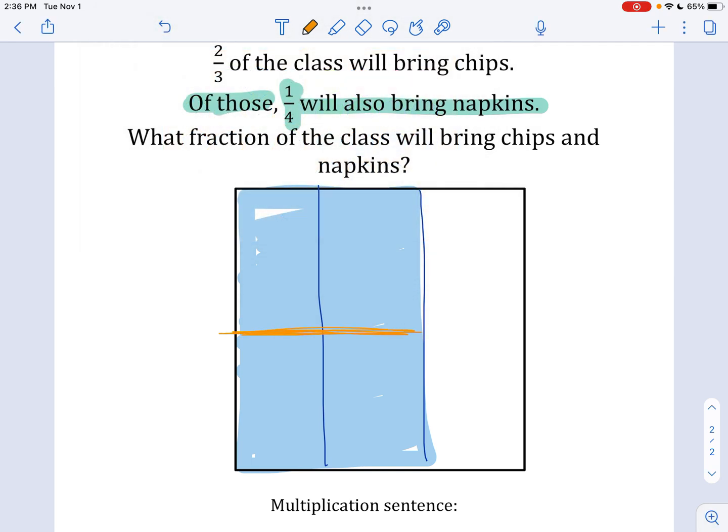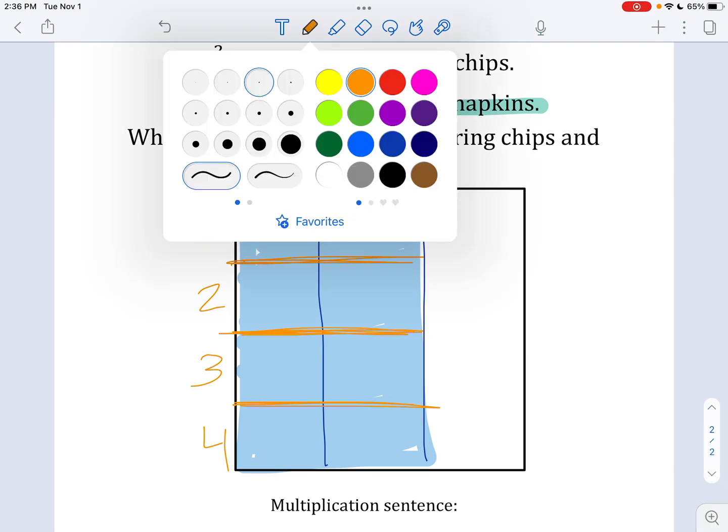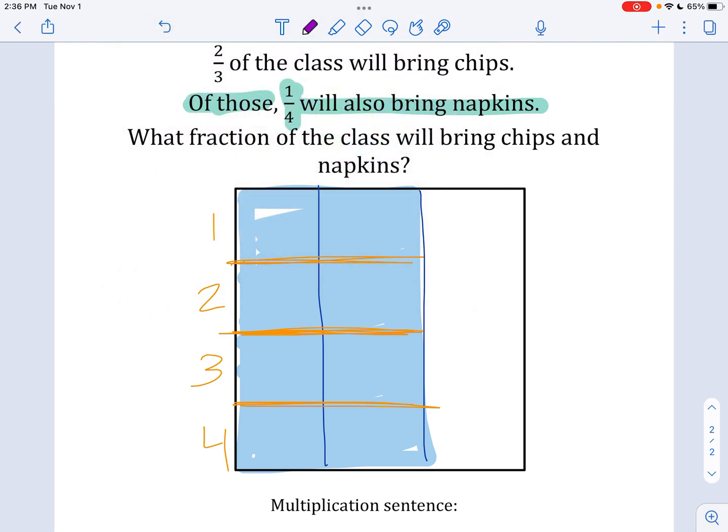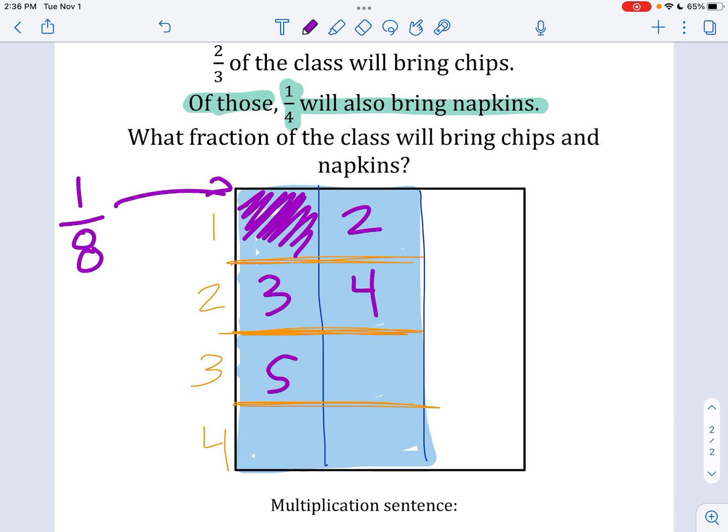First I have to make fourths. So here they are. Making my rows. I have 1 row, 2 rows, 3 rows, and 4 rows. So of the blue part, 1/4 is going to bring napkins. So to show that, I'm going to color in 1 of those parts. But if I color in 1 of those parts, this piece is not 1/4, it's 1/8 because it's 1 out of 2, 3, 4, 5, 6, 7, 8. So you can't just color in 1 of those little squares.